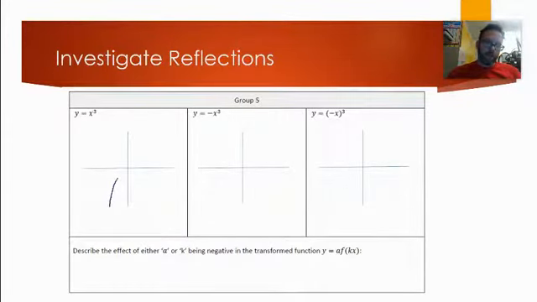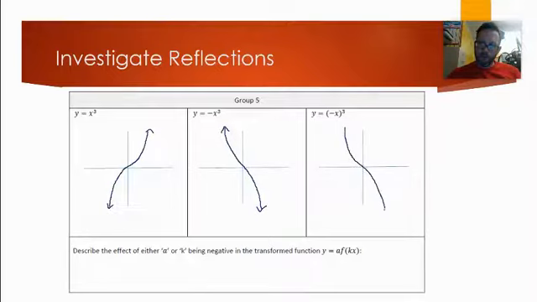So x cubed gave us our basic cubic function. Minus x cubed reflected things vertically. What was negative became positive, something like that. And we did end up getting the same graph.